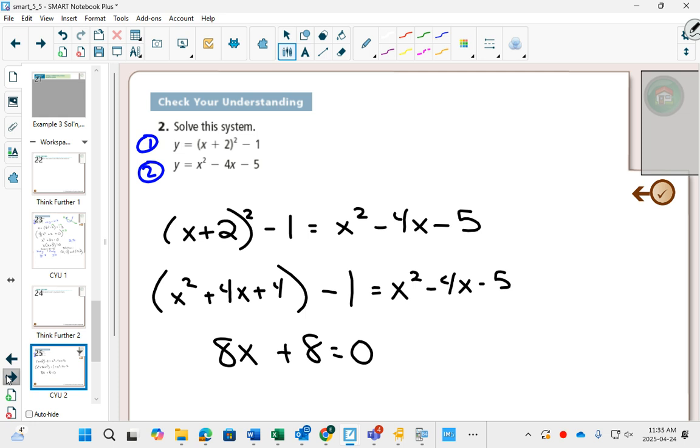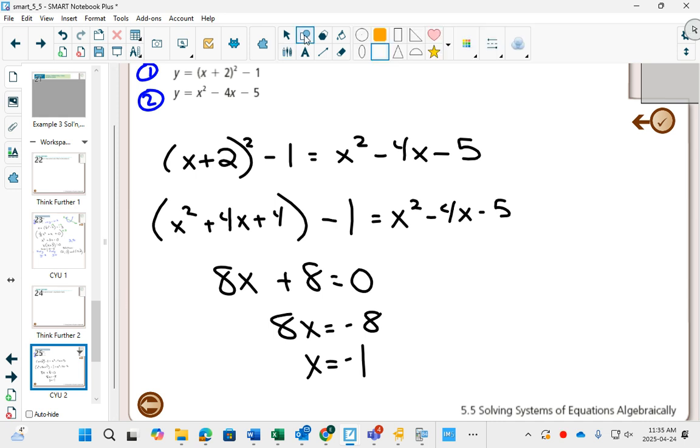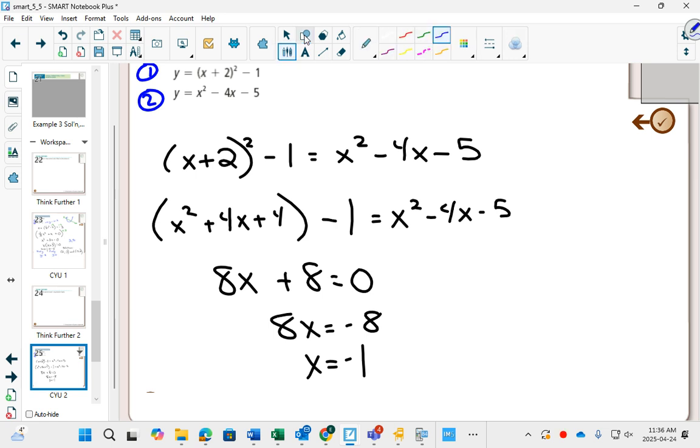How did you solve these in grade 9? To get x by itself. Move the 8 over. Move the 8 back over. Like, oh my goodness, we just spent all this time getting it on there. Now we have to move the 8 back over to this side and divide by 8. And we get x is equal to negative 1. That's not a solution, but we still need to find y.